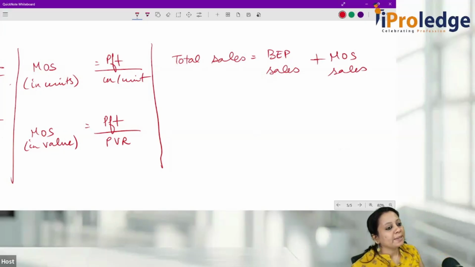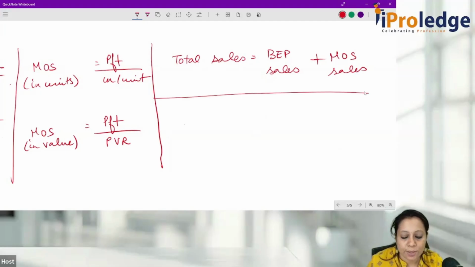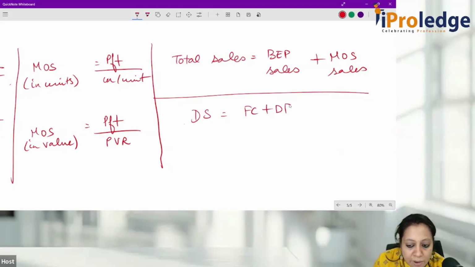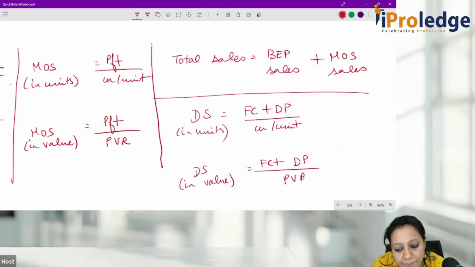Anything over and above BEP is equal to MOS, margin of safety. Yes. So this also is done. Desired sales is equal to fixed cost plus desired profit divided by contribution per unit. If we need it in units. If we need it in value, desired sales in value is going to be what? Fixed cost plus desired profit divided by PVR.